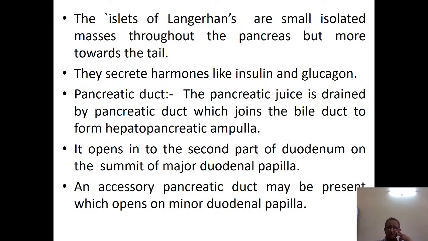The pancreatic juice is drained by the pancreatic duct, which joins the bile duct to form the hepatopancreatic ampulla. It opens on the second part of the duodenum, on the summit of the major duodenal papilla. An accessory pancreatic duct may be present, which opens on the minor duodenal papilla.